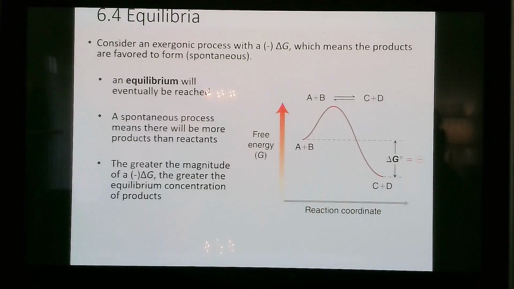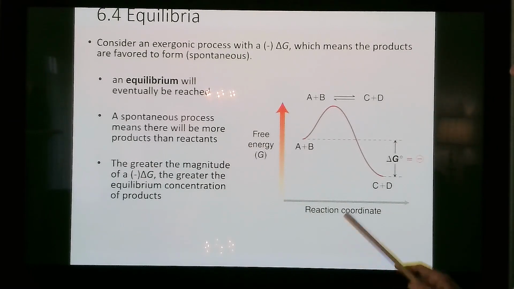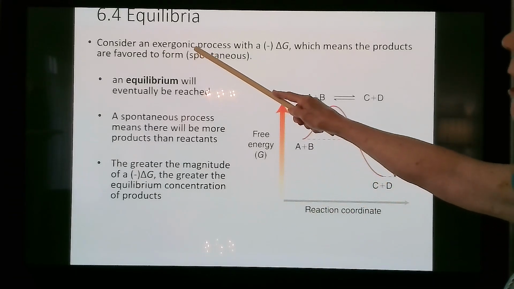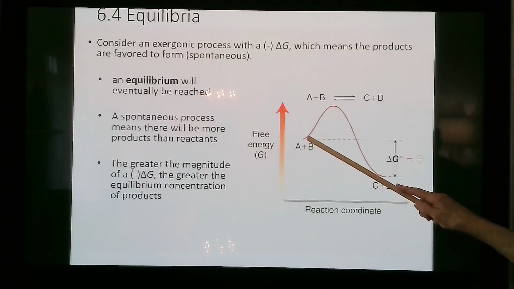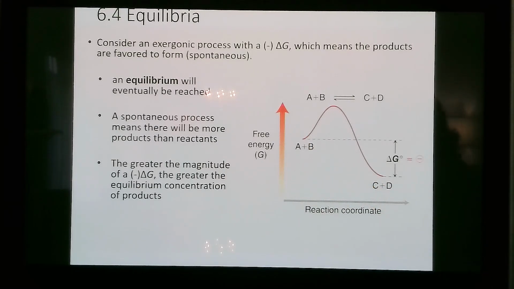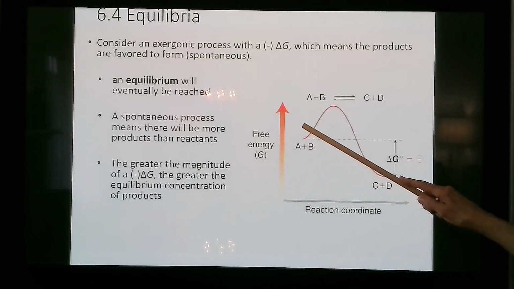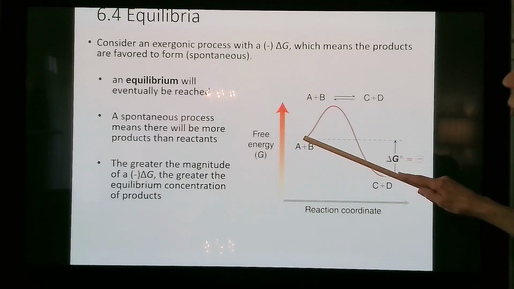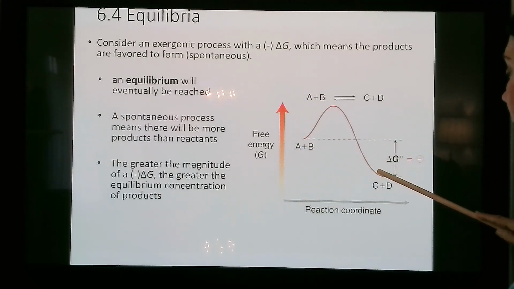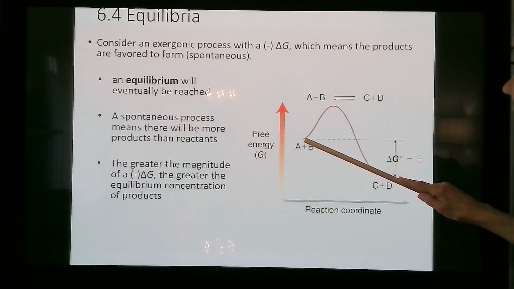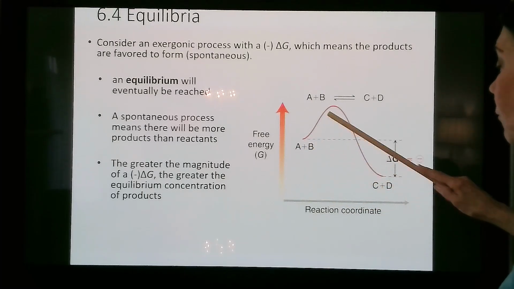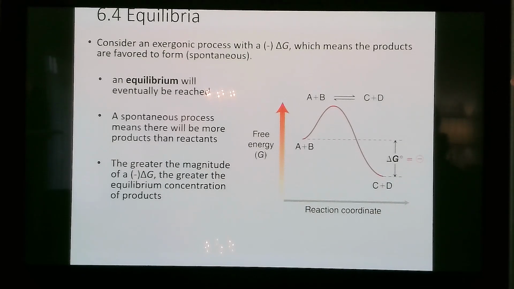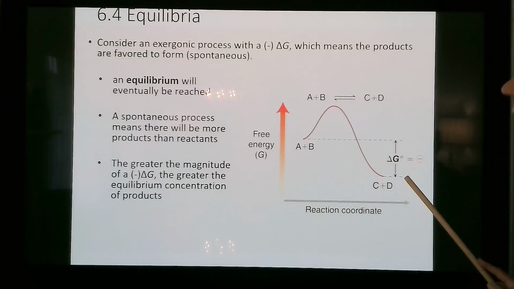So to start out with, here is an equilibrium, an exergonic process. Now remember that is analogous to exothermic, except now we're talking about gives off free energy, and it simply means that the products are lower in energy than the reactants. So this is a typical reaction coordinate diagram. And so the products are favored to form spontaneously.